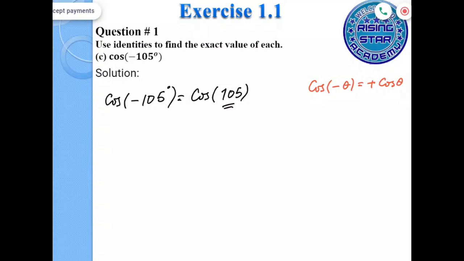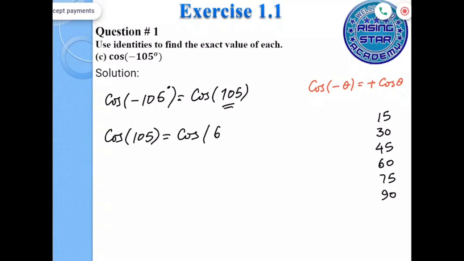So multiples of 15 are 15, 30, 45, 60, 75 and 90. So 105 can be written as 60 plus 45. When we add them, we will get 105.